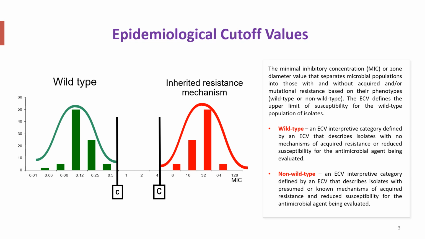The MIC less than the cutoff is considered under wild type and it has no resistance mechanism. But the MIC more than the epidemiological cutoff is taken as non-wild type, and it has resistance mechanisms. So the epidemiological cutoff helps us to understand only whether the bacterial population is wild type or non-wild type, that is, whether they have a resistance mechanism or no resistance mechanism.